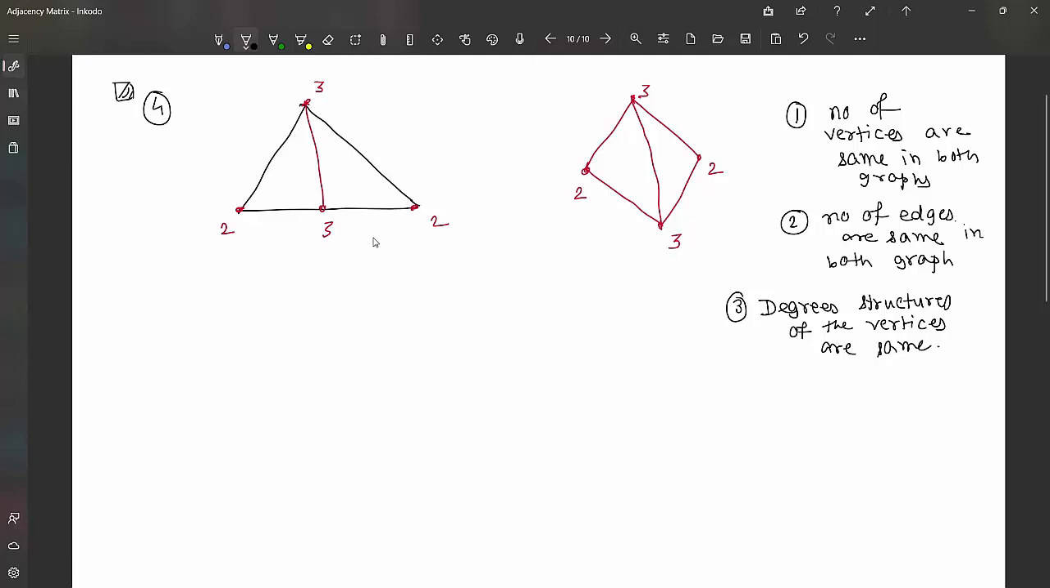So after passing all these three checks, what we have to do next is mark the vertices. So this is the next step: mark the vertices of the first graph G arbitrarily.